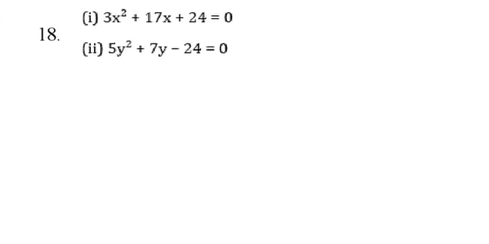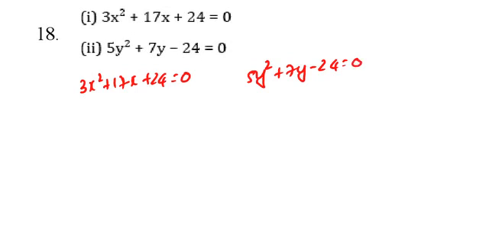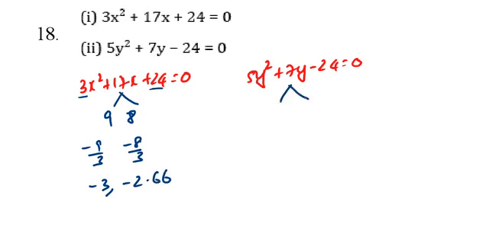See the next question. 3x square plus 17x plus 24 is equal to 0. 5y square plus 7y minus 24 is equal to 0. Now see here. 3x square plus 17. What is 24 into 3? 72. We can take 9 and 8. Then our answer will be minus 9 by 3, minus 8 by 3. Minus 3, minus 2.66. This one. We can take plus 15, minus 8, then minus 15 by 5 and 8 by 5, that is minus 3 and 1.6.